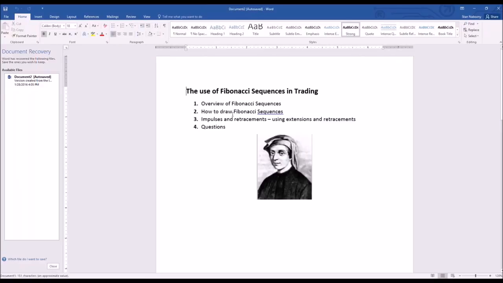So we showed you the overview, we did how to draw, we talked about impulses and retracements. We've talked about extensions, retracements and expansions. We do have one question, Jack, if you want to answer this one now. How do you determine when to use Fibonacci extensions, expansions, and retracements?